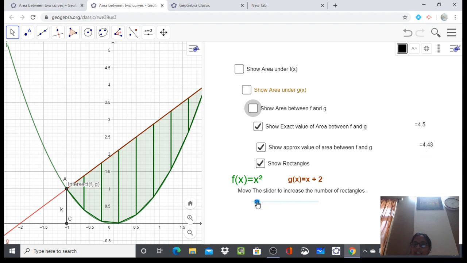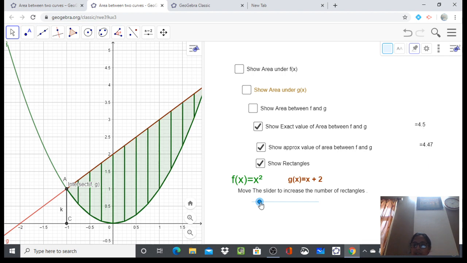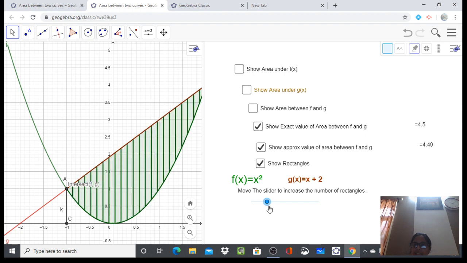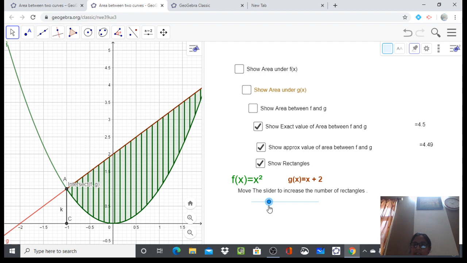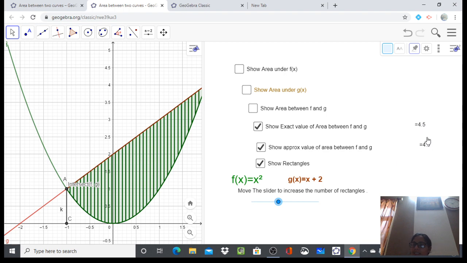But when we increase the number of rectangles, we are approaching the exact value. Now the number of rectangles has increased and the difference between the exact value and the approximate value is decreasing. When we increase this value another time, we see the difference between the exact value and the approximate value of the area is decreasing. When we approach this point, the exact value and the approximate value are equal. So when we increase the number of rectangles, we are exactly calculating the area between the curves f and g.